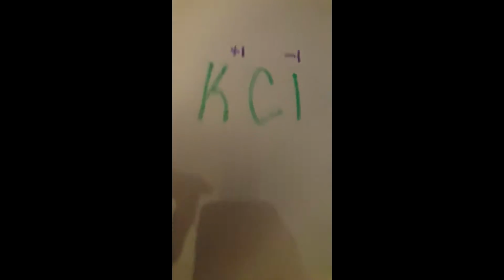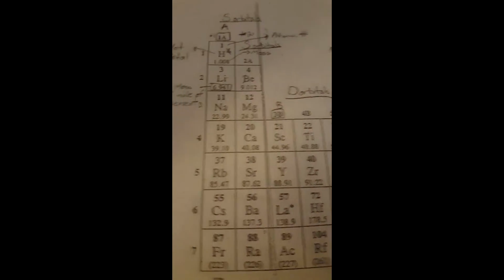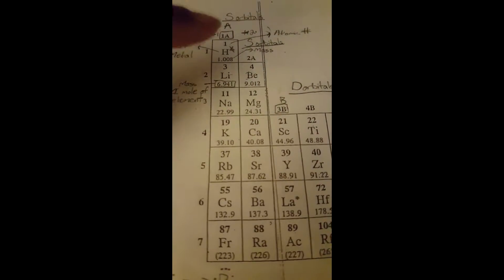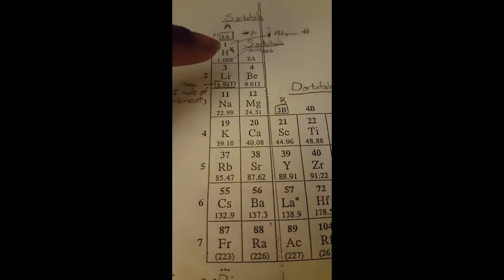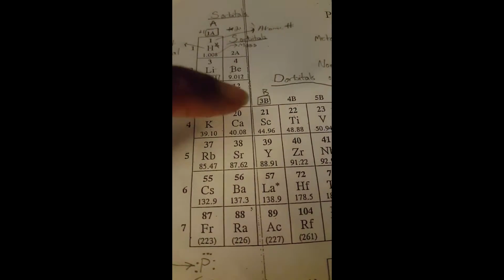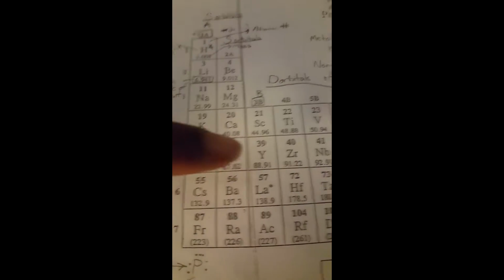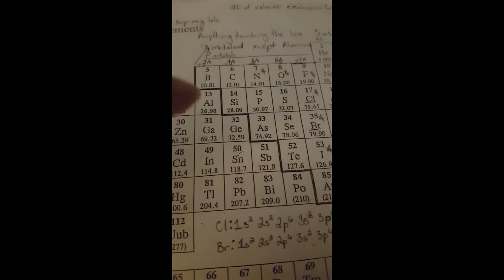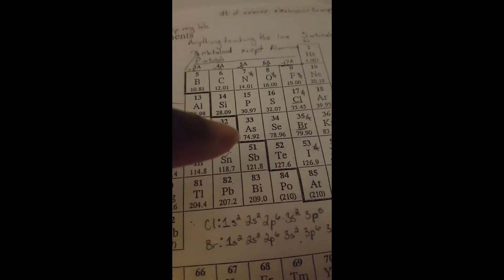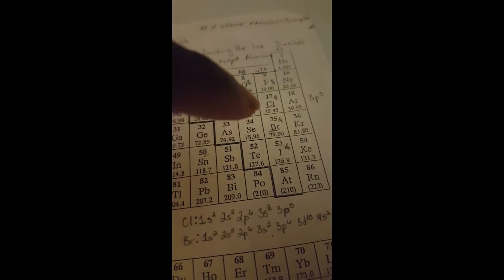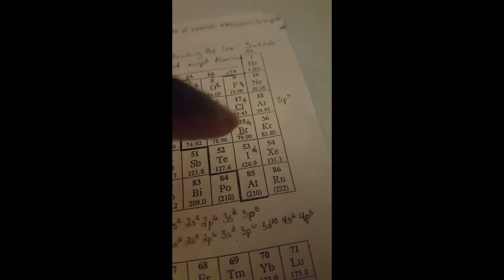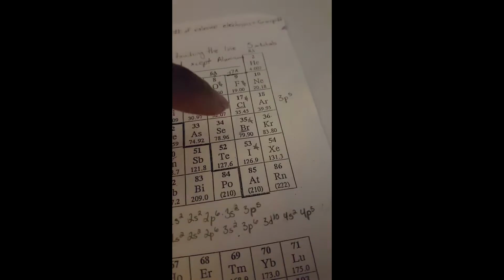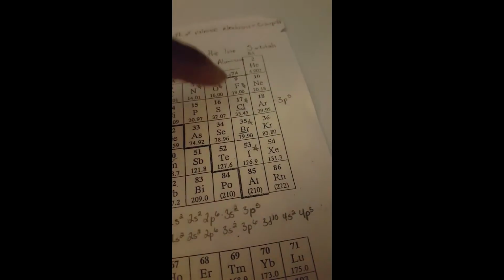If you look at your periodic table, you see potassium is under the 1A column, so it has a +1 charge. So on and so forth. This column has +2s, 2A, 3A has +3, 4A has +4, 5A is -3, 6A is -2, and 7A is -1. And as you can see, chlorine is right there under the 7A column, and it has a -1 charge.